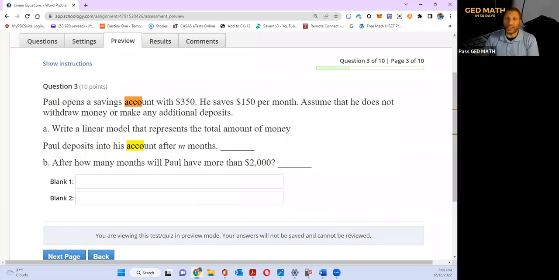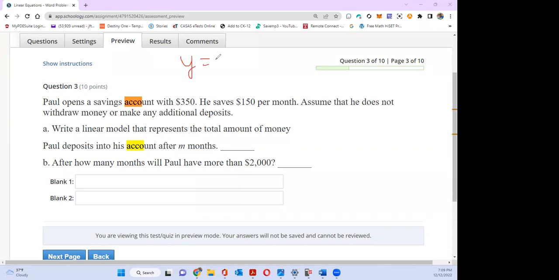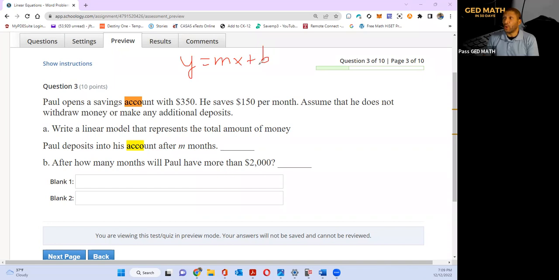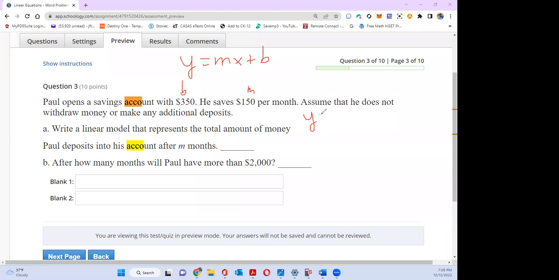So the first thing, what is the slope-intercept form of the equation of a line? Y equals mx plus b. What is your b? What is not going to change? 350. What's going to change? 150. So that's my m. What's my equation of the line going to be? Y equals 150x plus 350.